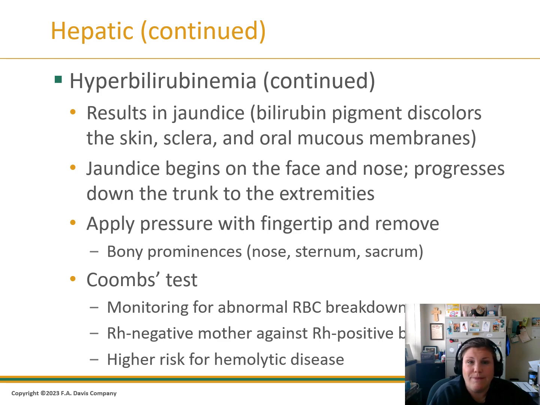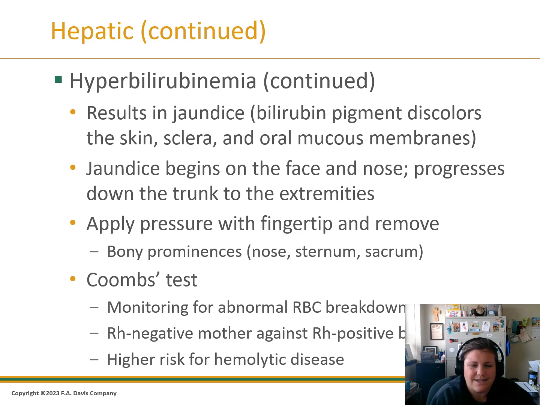The way that it will manifest for the infant is that they will have jaundice, discoloration of the skin, usually the sclera, also maybe the oral mucous membranes. We'll see it primarily on the face. It tends to involve the nose, but it can spread down the trunk, even to the extremities as well. And you'll be able to tell because when pressure is applied with the fingertip, it doesn't blanch. It doesn't change color. It stays this jaundiced appearance.